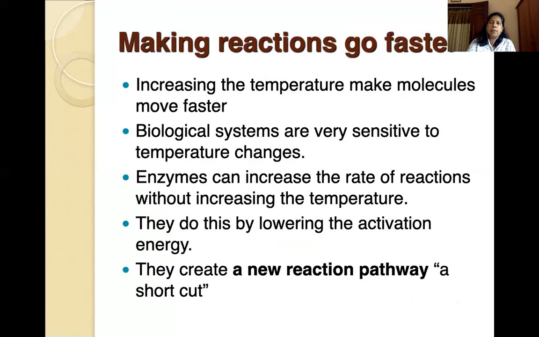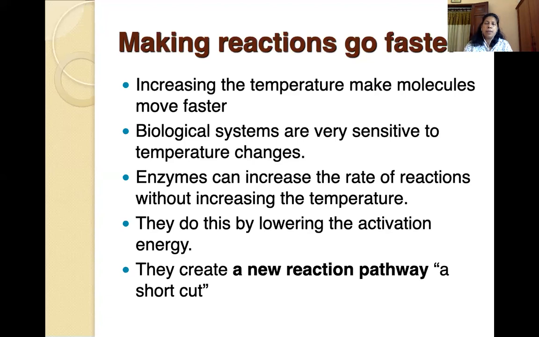To make a reaction go faster, increasing the temperature makes molecules move faster. If molecules move faster, molecule A and molecule B can get together and produce the product we need. Biological systems are very sensitive to temperature changes. We know that biological systems can change quickly if we change the temperature. In some situations, when we introduce some temperature, the original product can be changed. We know about this when we talk about proteins, carbohydrates, and a lot of products. Therefore, biological systems are very sensitive.